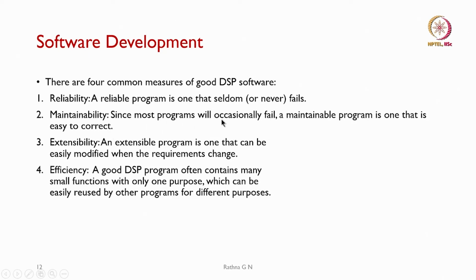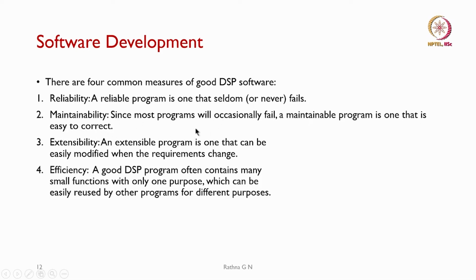Since most programs will occasionally fail, we know that although it has been considered, you can think of the Y2K case. Nobody had considered that our computers would last so many years. So, that is the Y2K problem. You know how everybody had to go and redo their checking and redesign all their software and other things to take care of beyond 2000. A maintainable program is one that is easy to correct.